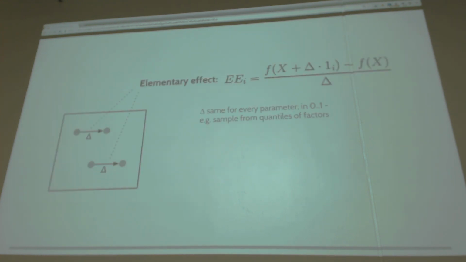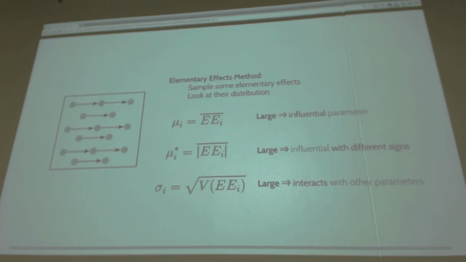Here's what an elementary effect is. If you have two neighboring points, then the elementary effect is something that looks like a derivative between them. We take the difference of the output and divide it by the difference in the input. Each such pair of points gives us an elementary effect, which is a single number. And then you can analyze the distribution of these elementary effects.